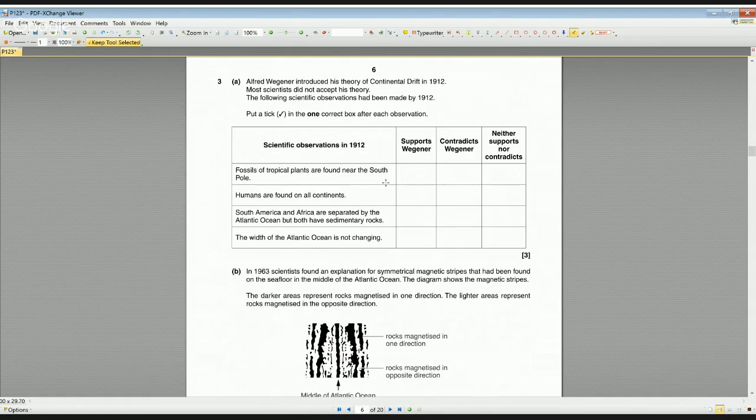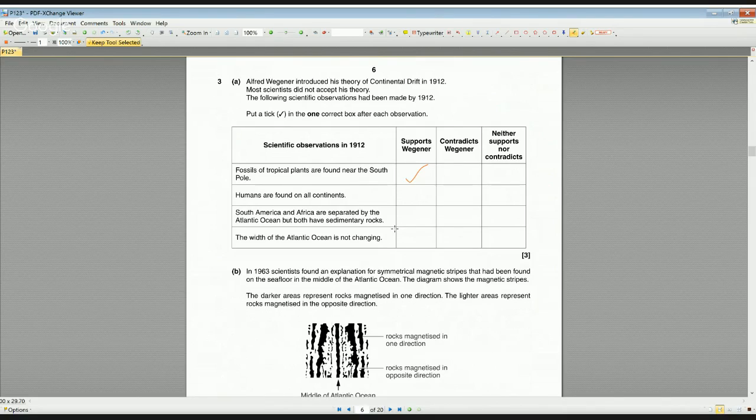What that means is that plants that could only grow in tropical areas, the remains of those have been found at the South Pole, where obviously tropical plants couldn't grow. So clearly these plants haven't grown there and then died and fossilized at the South Pole. They must have died on another continent, and then the continent itself has moved down to the South Pole. In other words, what we're saying here is that the South Pole, Antarctica, didn't used to be at the bottom of the Earth. It used to be in a tropical region. That definitely supports Wegener's theory of continental drift.